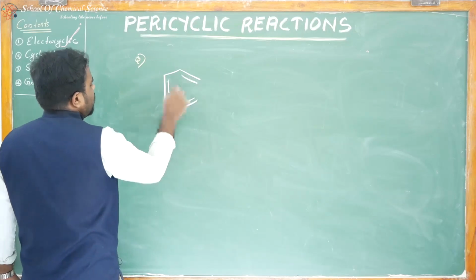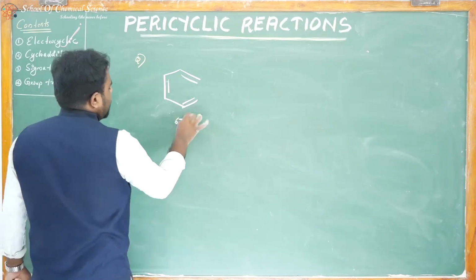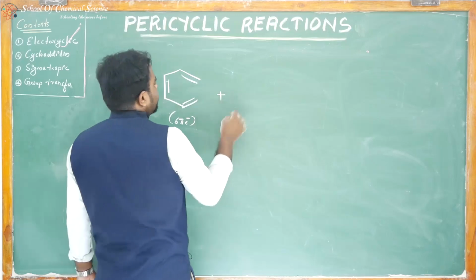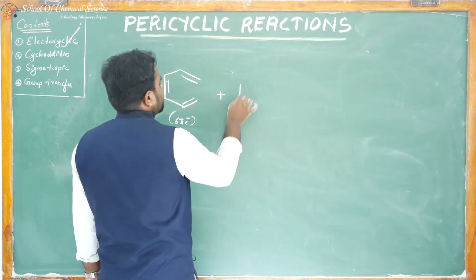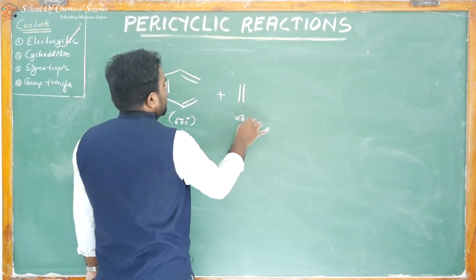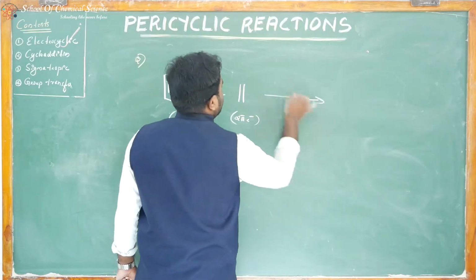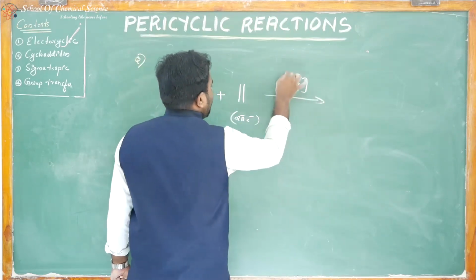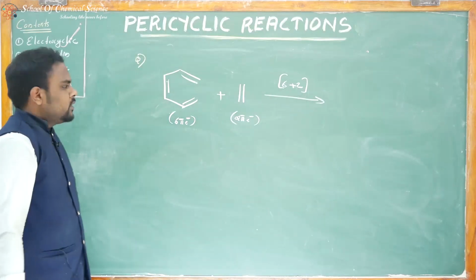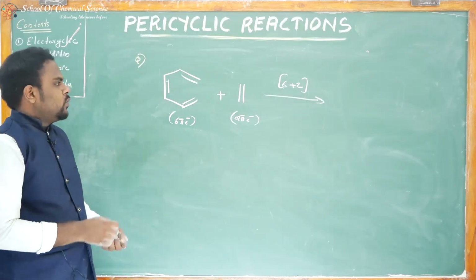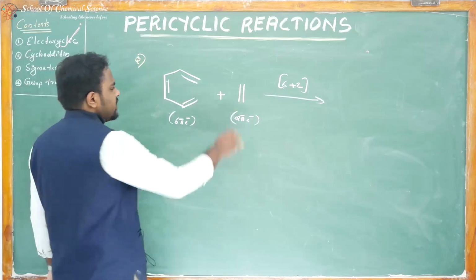How many pi electrons? 2, 4, 6. 6 pi electrons plus 2 pi electrons. So what is the type of cycloaddition? 6 plus 2 cycloaddition reaction. Okay, what will be the product?